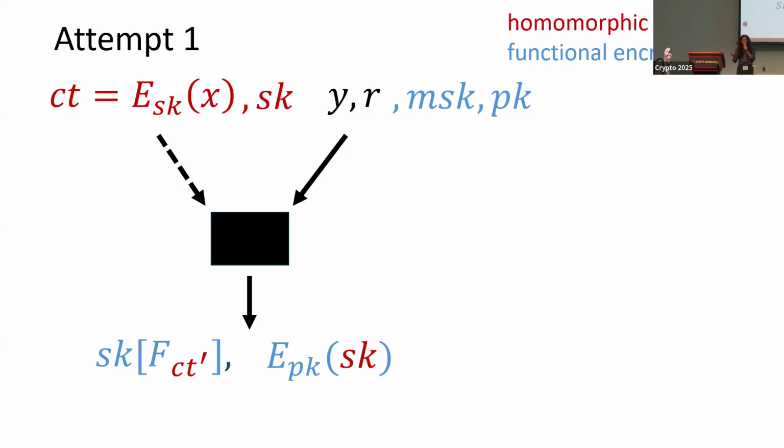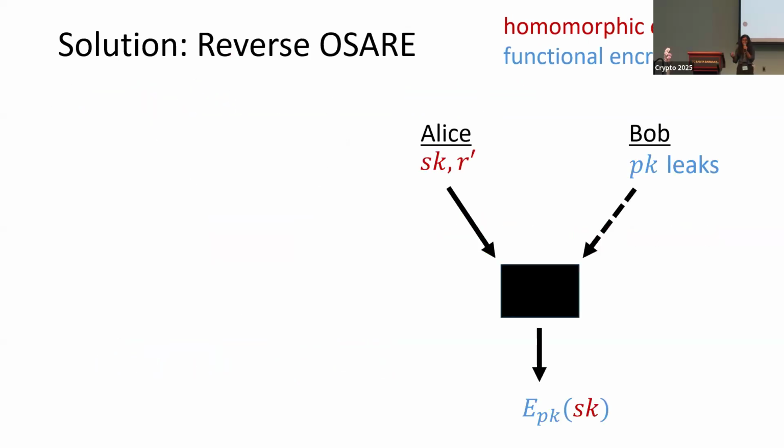But now this has the same problem as before because party 1's input leaks. So now again, we're leaking the FHE secret key. So the really crucial idea here is that we can compute these two things separately. So we can reverse which party leaks the input.